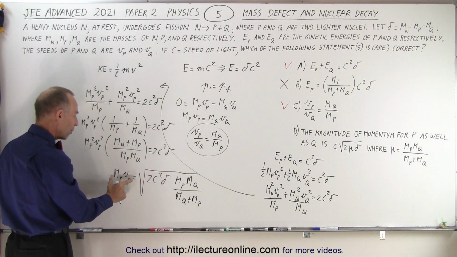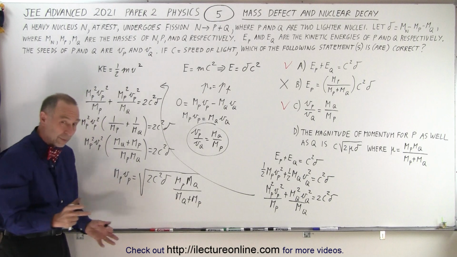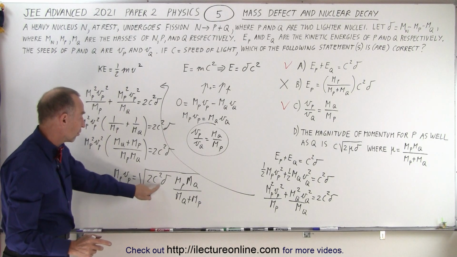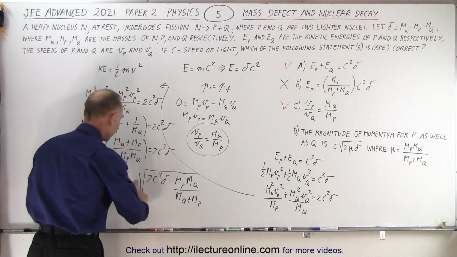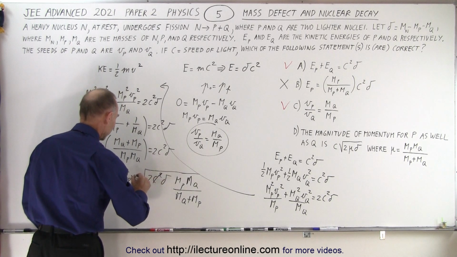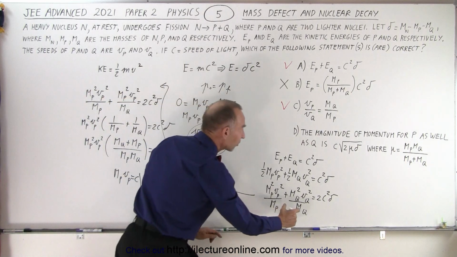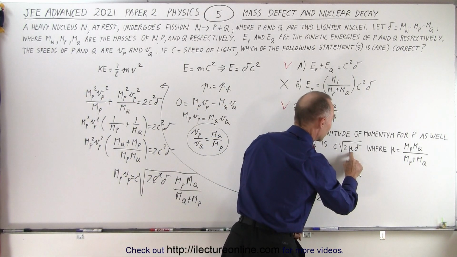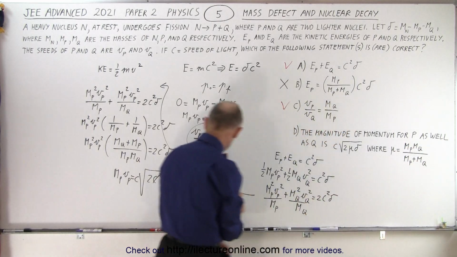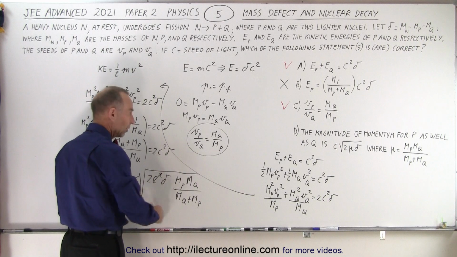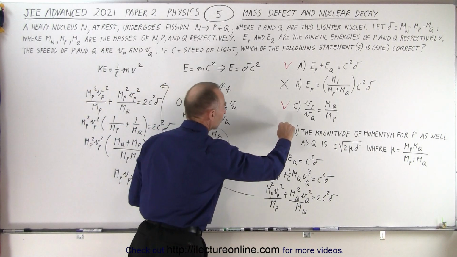And now notice that's the momentum of one particle, which is the same as the momentum of the other particle. I do have the square root of 2c squared delta. Now the c can come out, right? I could write this as c times the square root of 2 delta times this quantity, which is exactly what I have over here. Mu is equal to this quantity right there. And notice I have the exact thing that I need to show that D is correct as well.